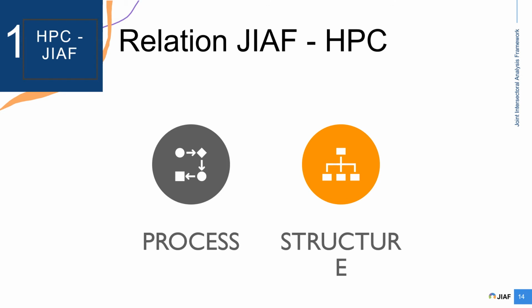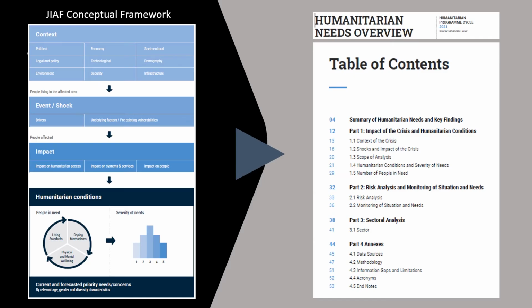Now, let's have a look at how the JIAF and the HPC relate in terms of their structure. As a reminder, let's look at how the JIAF and the H&O link. The H&O is where we present our findings from the JIAF process. The H&O illustrates the evidence base we developed using the JIAF that will then underpin the collective humanitarian response.